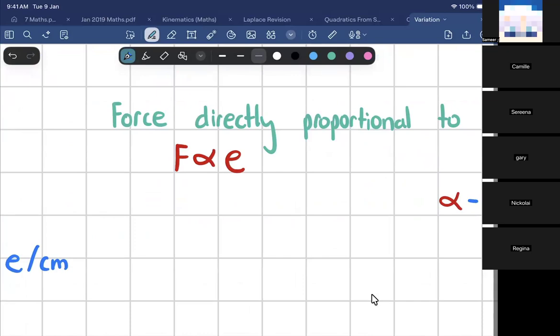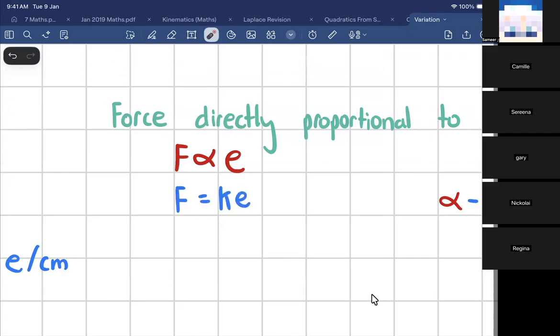Right. So the next line, I would have to introduce the constant of proportionality. So I'd say F is equal to KE, because we know that they are related, it's just we don't know by how much. So this symbol over here is the proportional symbol, and in the next line you replace it with equals K, because we need to know how force is related to extension.